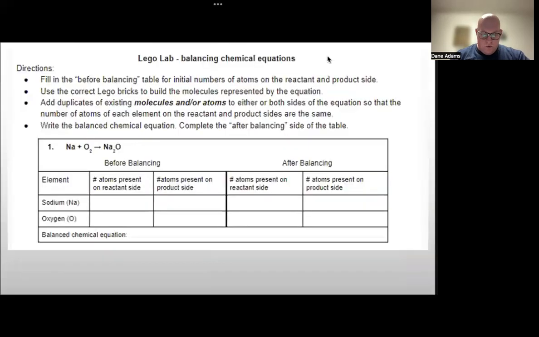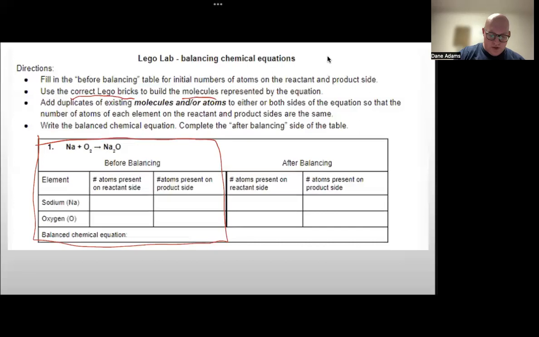So let me first begin with a couple reminders of the order we should do things. We want to start first by filling in this whole before section, right? Which really is just counting up atoms on the reactant side, that's the left side, and the product side, that's the right side. Then we want to use the correct Lego bricks, okay? And we know the correct Lego bricks because of the little yellow sheet of paper that tells us which brick is represented by the color and the atom, to build the molecules represented in the equation, okay?